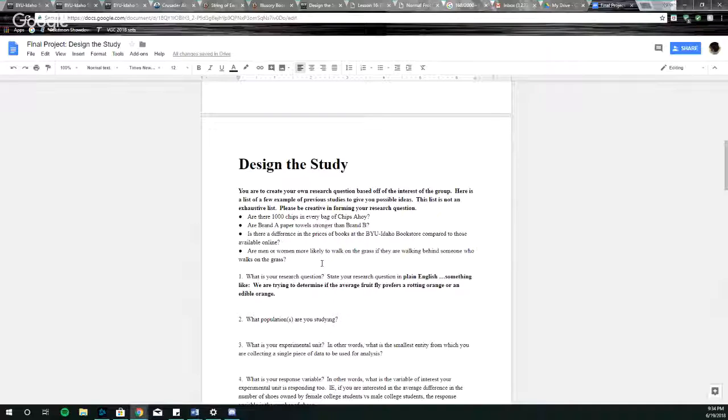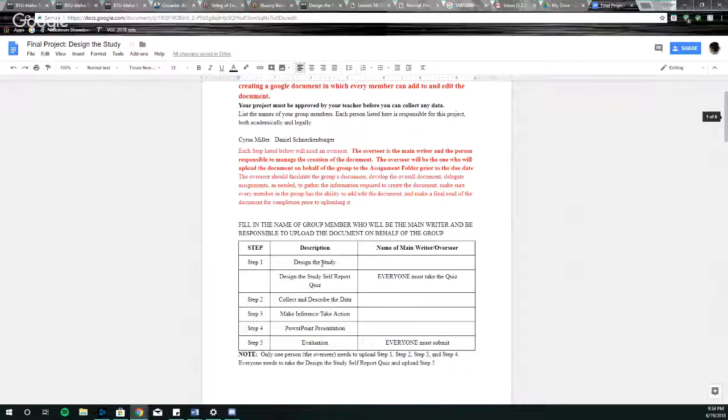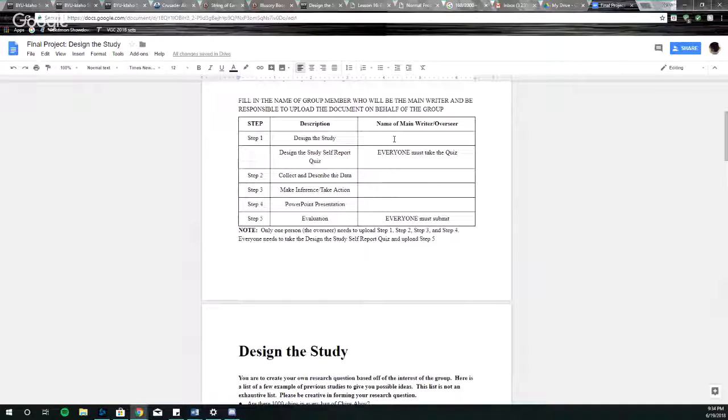The first part of the design the study is a fun, interesting question. Do you want to do it on travel or something? Yeah, that could be. Let's see. What was the first question? What was the research question?